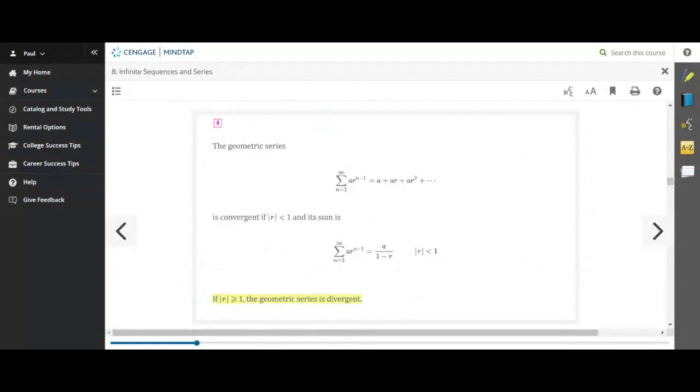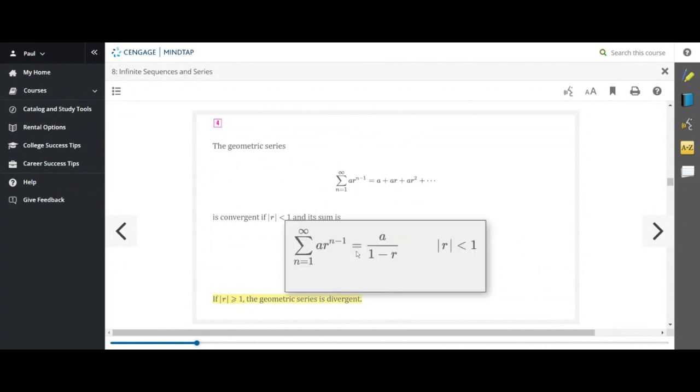This is a formula that says if you have a geometric series, the terms of the series are a times some common ratio r to the n minus first power. If the absolute value of the common ratio is less than 1, then the series converges and its sum equals a over 1 minus r. So the highlighted gray box there, I think you should go ahead and write that down in your notes, and then we'll do an example.